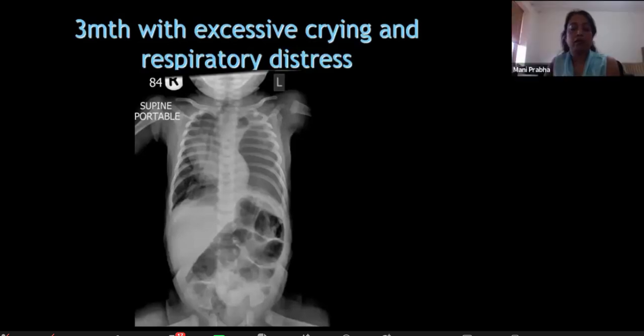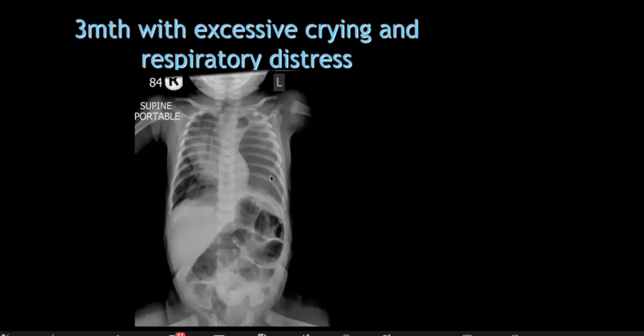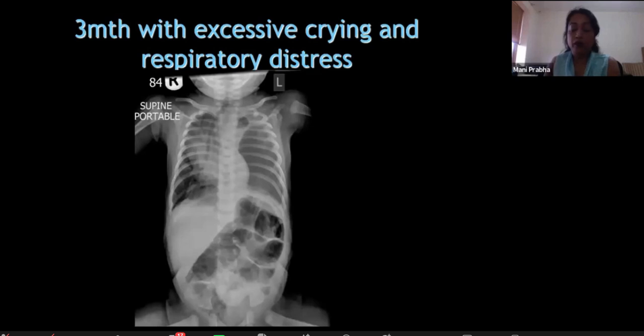Okay. Any other differential you would like to see? What you have described is a shift of the mediastinum to the right side, and there is some haziness in the left lung, which would be caused by fluid, presumably. Sorry, say that again. Fluid. What can cause fluid in such a way?